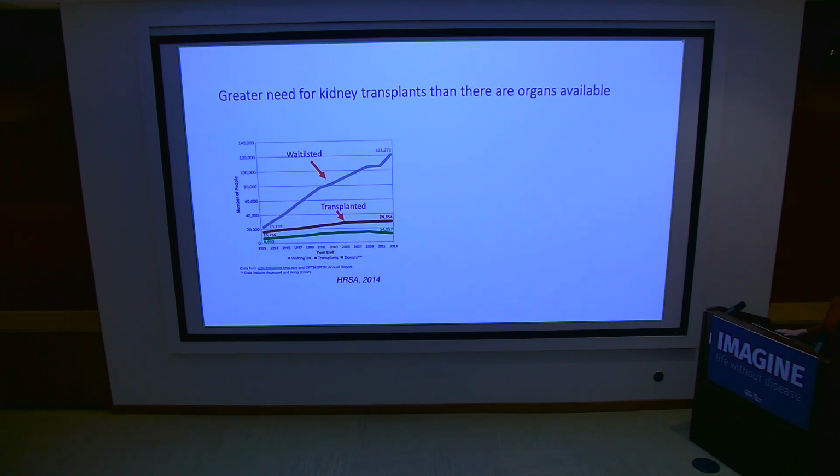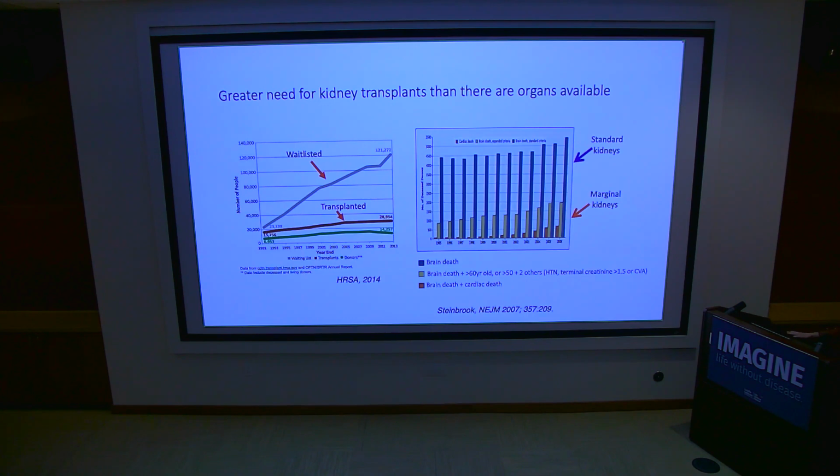Put in another way, if you have an O blood type, and you're here in San Diego or certainly in the Los Angeles region, and you need a kidney transplant, you're going to wait for 10 to 14 years before you get your kidney transplant. It's really that dire. So because of that, surgeons and transplant professionals are trying to push the envelope on available donors. And now more and more marginal kidneys are used.